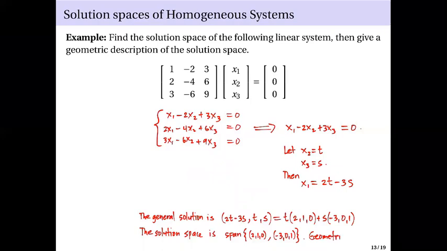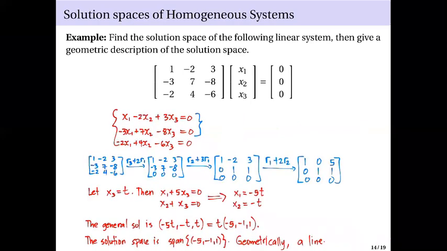Geometrically, a plane. Okay? Question. Okay?